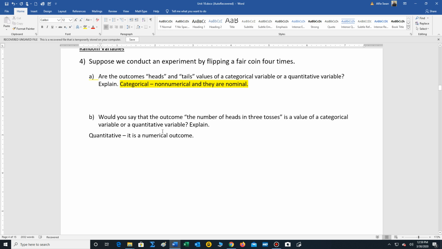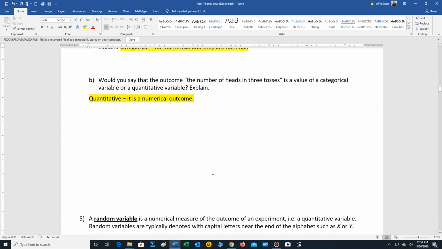Is that categorical or quantitative? Well, that's quantitative, because you're actually going to get an actual number when you toss the coin 3 times. So it could be 1 head, 2 heads, 3 heads, 0 heads. So numerical.